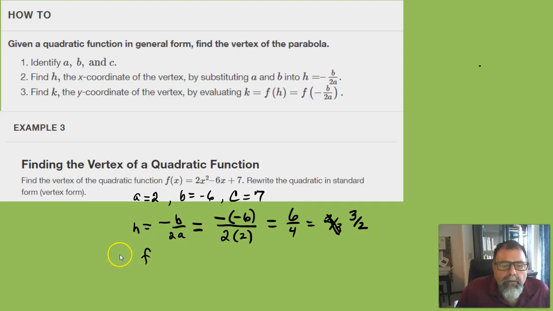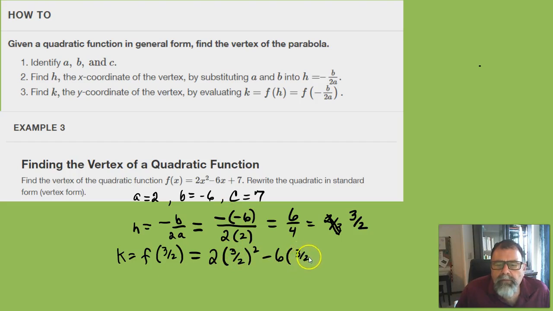So k is just f of 3/2. So I'm taking all the x's out and putting in (3/2)² minus 6 times 3/2 plus 2. This will be my k value. So hopefully you have a calculator that does fractions, or if you're not good at them, I'll just go ahead and show you without a calculator.